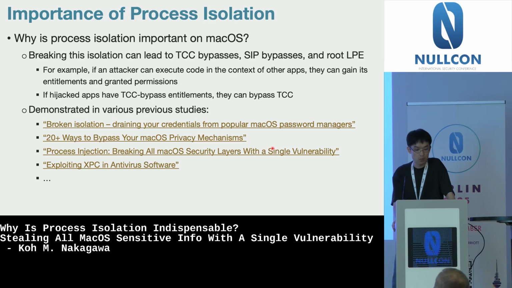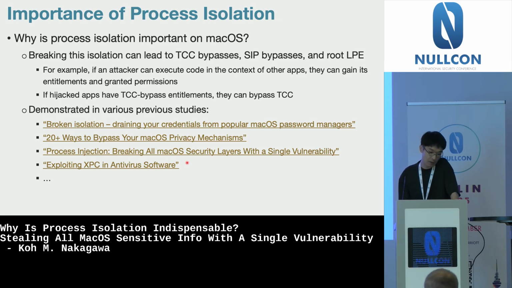If that isolation breaks, it opens the door to bypassing TCC, bypassing other SIP protections, and escalating privileges from user to root and more. For instance, if an attacker can run code in the context of another app, they inherit that application's permissions. If the hijacked app has TCC bypass permission, the attacker can bypass TCC. Bypassing TCC is just one example. There are lots of other possible exploits if the isolation breaks, as demonstrated in previous studies.